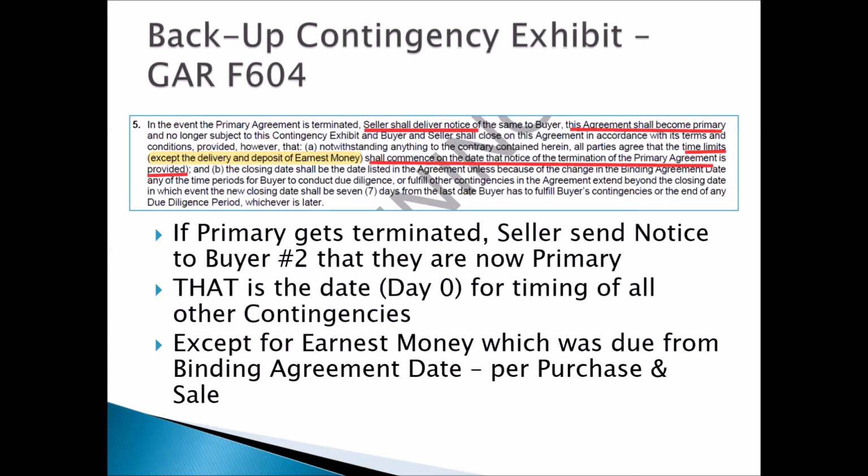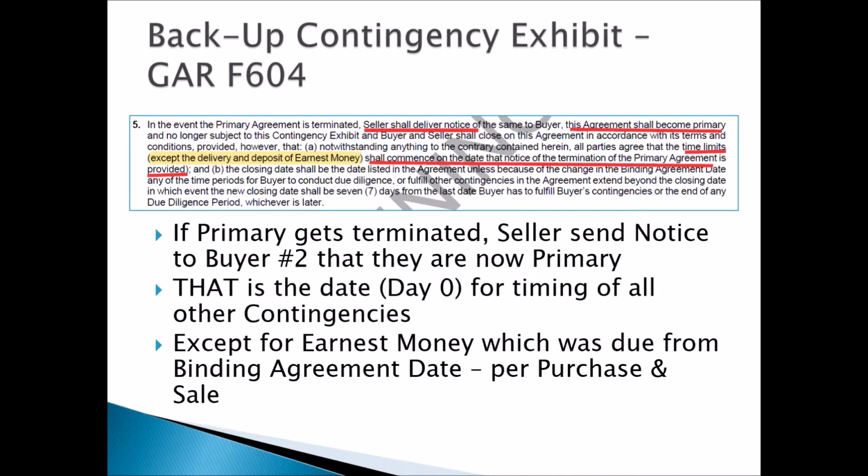So for example, if it says due diligence is for 10 days, the date of that notice is day 0, and due diligence extends for 10 days beyond that in my example. However, earnest money is delivered whenever this went binding with the backup contingency exhibit per the purchase and sale agreement, just like earnest money is handled in any purchase and sale agreement.